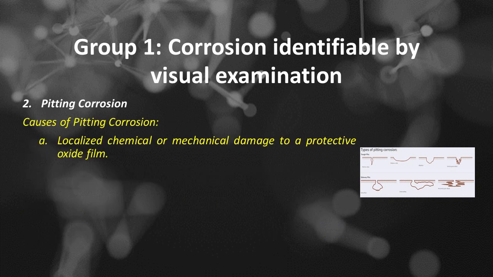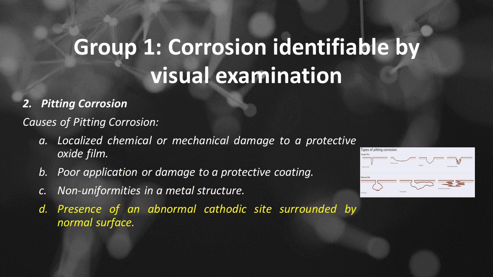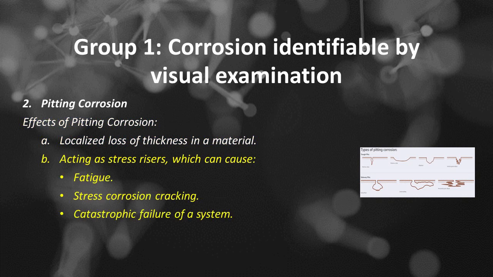Causes of pitting corrosion. The first is localized chemical or mechanical damage to a protective oxide film. The second is poor application or damage to a protective coating. The third is non-uniformities in a metal structure. And the fourth is presence of an abnormal cathodic site surrounded by normal surface. Effects of pitting corrosion. The first is localized loss of thickness in a material. The second is acting as stress risers, which can cause fatigue, stress corrosion cracking, and catastrophic failure of a system.